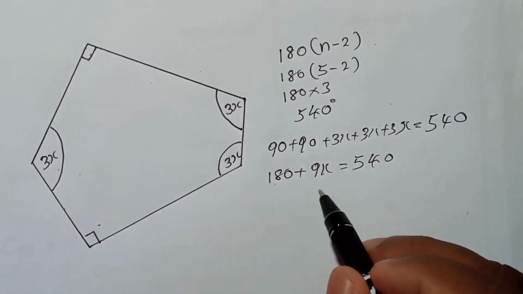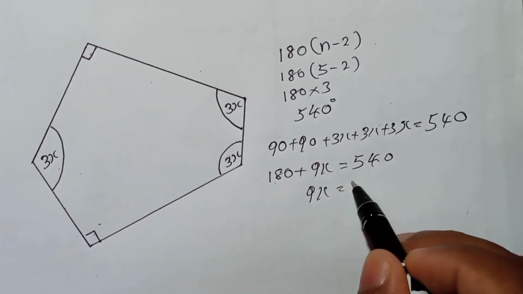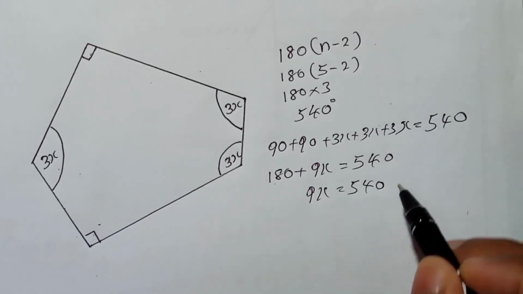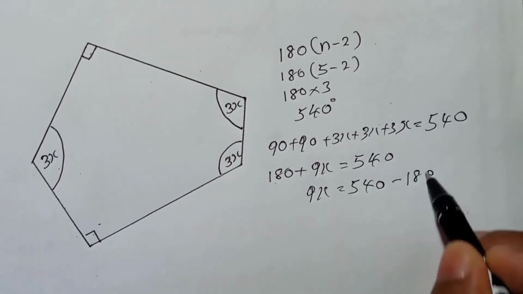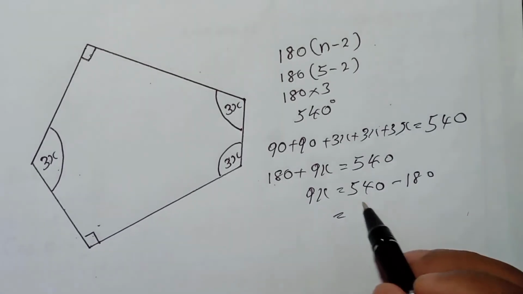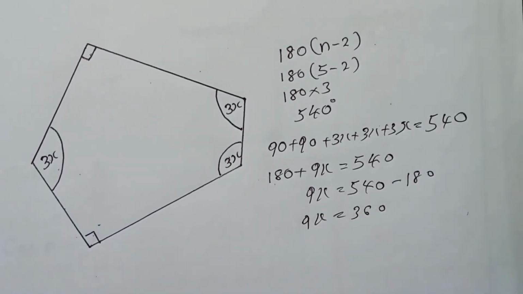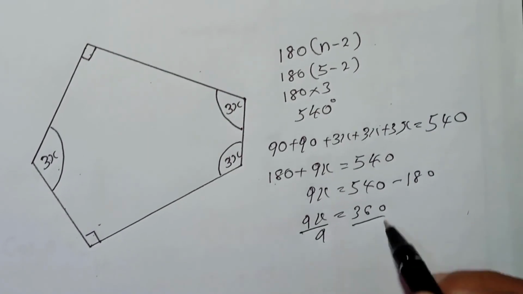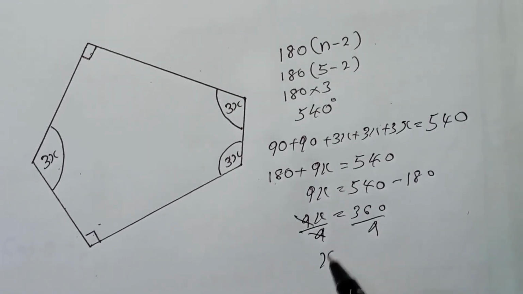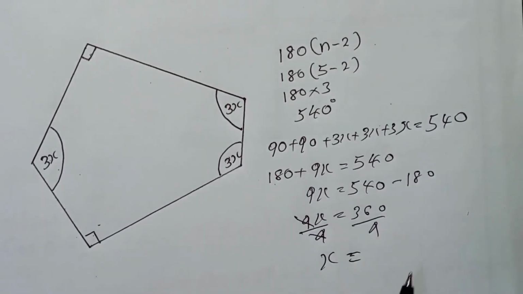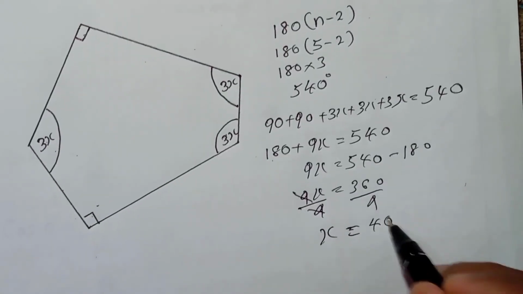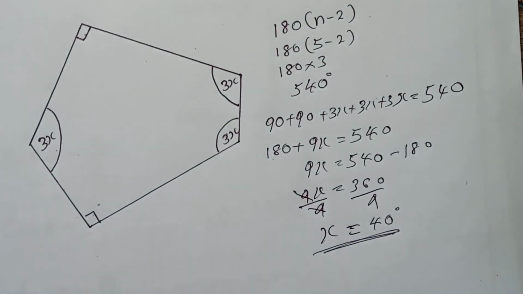Now 180, when I bring it to the other side, from 540 subtract 180, it will be 360 here, and 9x here. Then on both sides, if you divide by 9, you can get the answer. Here x will be equal to 40 degrees. That's the answer.